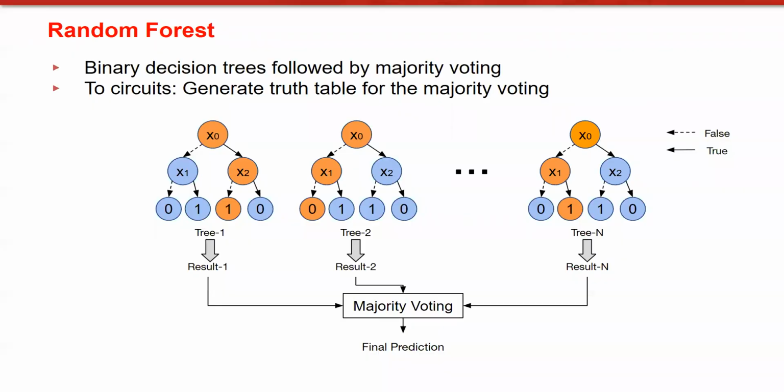We also have random forest in the model ensemble. The random forest contains multiple binary decision trees, and each of them generates its own prediction independently. And finally, we use a majority vote to generate the final prediction. When converting to the circuits, we use the same method as for a single binary decision tree for each tree in the forest. For the majority vote, we generate the truth table first, and then we convert the truth table to the circuits. Next, I'll pass to Jordan to introduce our MLP model.